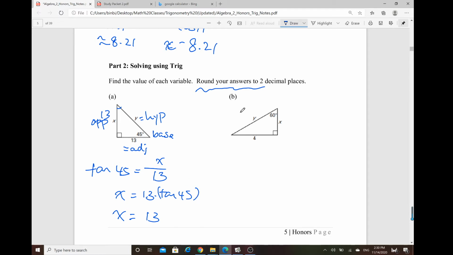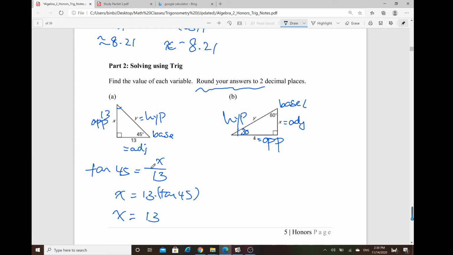Okay, so now the next one, another special right triangle, 30, 60, 90. Okay, so this one's 30. But this time, 60, that would be the given base angle. So that means X would be the adjacent because it's right next to the base angle. Opposite, which is what? 4. Because that base angle is 60. And then Y, which is the hypotenuse.